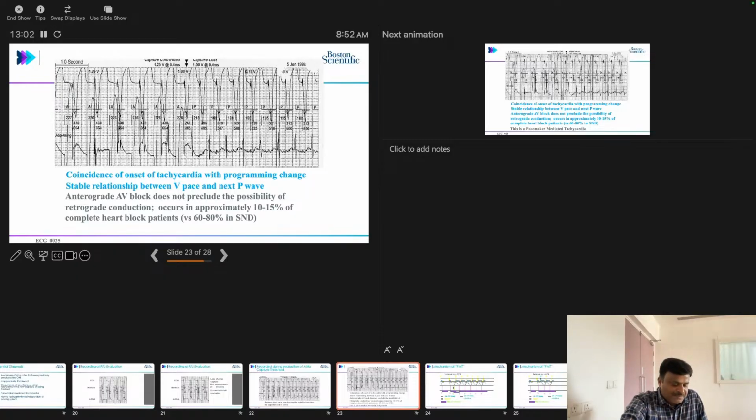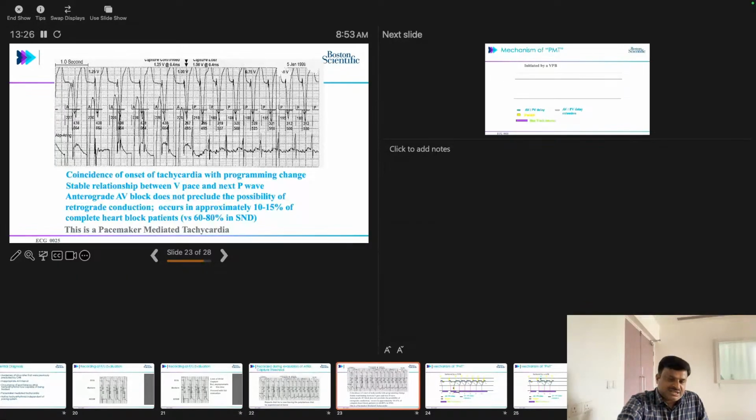So nowadays we are working with the programmers without the ECGs. So I request each and every one to do the regular follow-up by connecting the ECG, so that you will be able to understand what exactly is happening, and you will be able to see it in a better way to understand what exactly is happening.